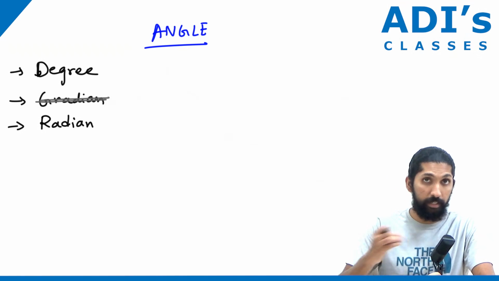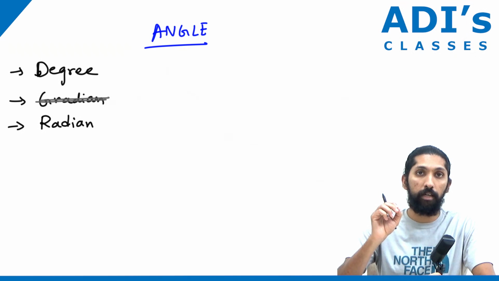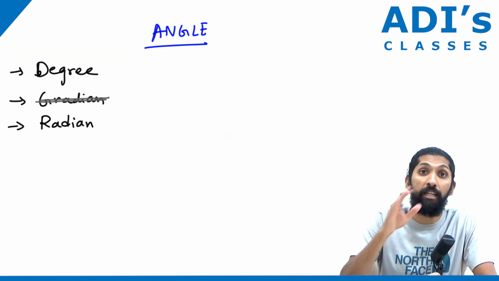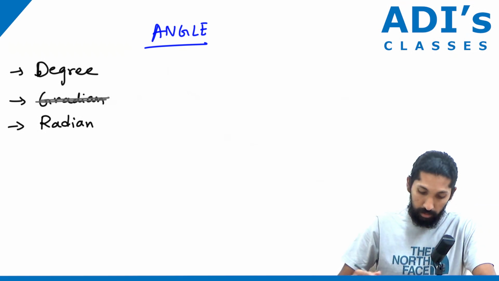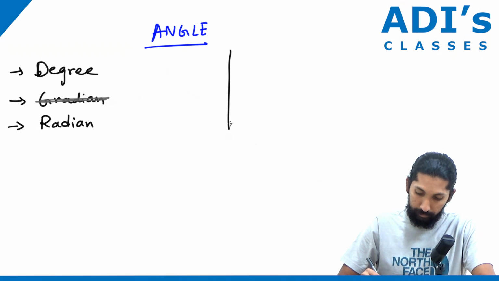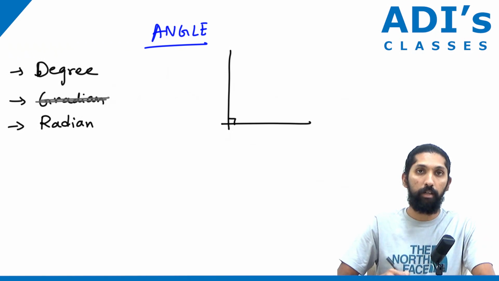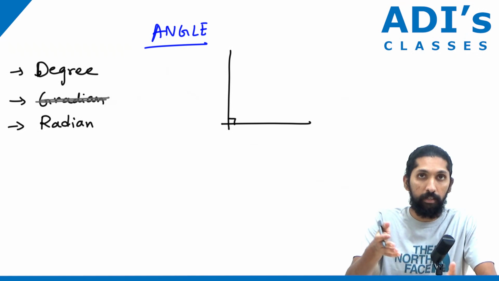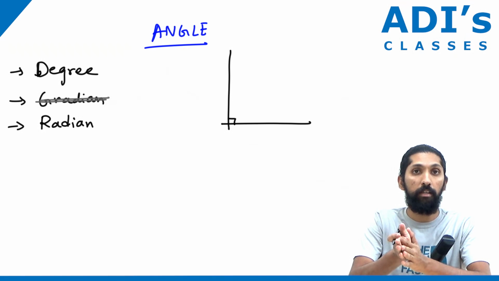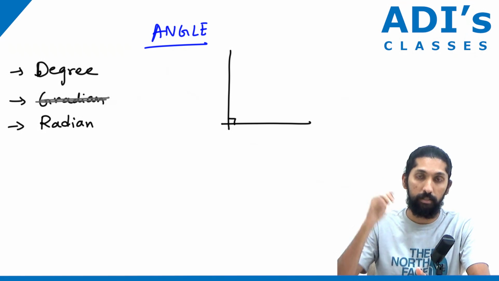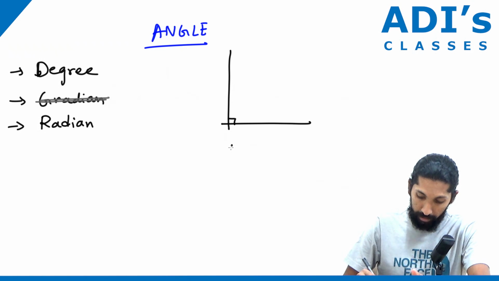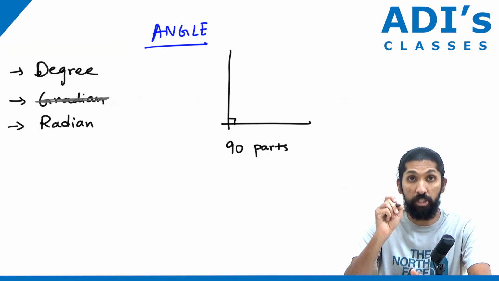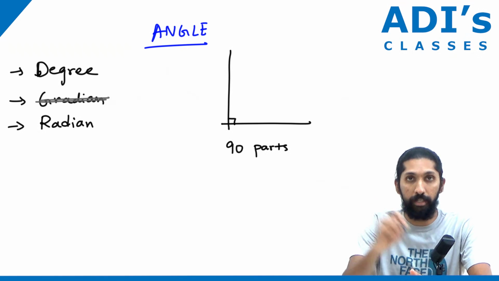Now, how do we define a degree? For that, we need to understand how we define a right angle. All of you know what a right angle is. We say 90 degree, correct? Suppose you have a right angle. Now we define degree in such a way that you divide the right angle into 90 equal parts. Each part is what we call 1 degree.